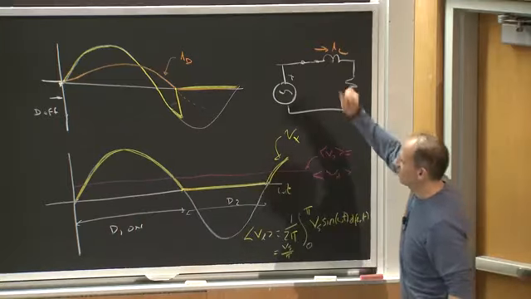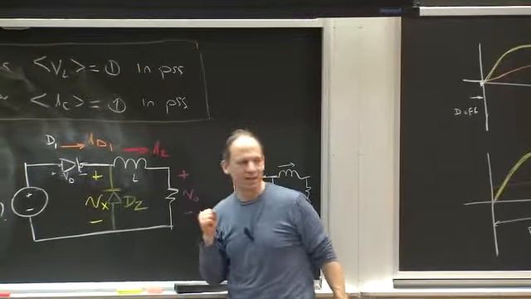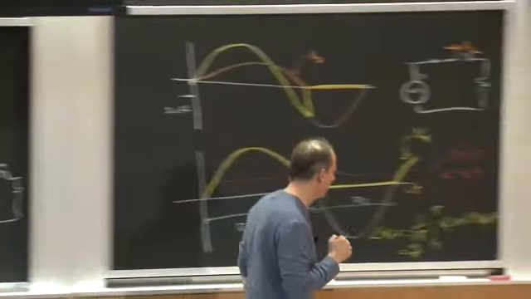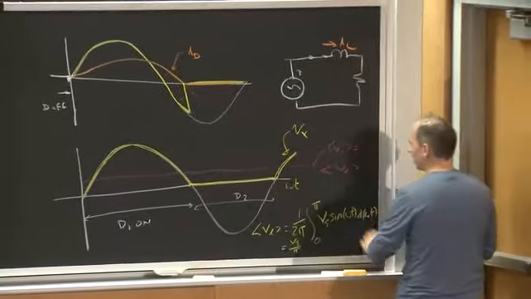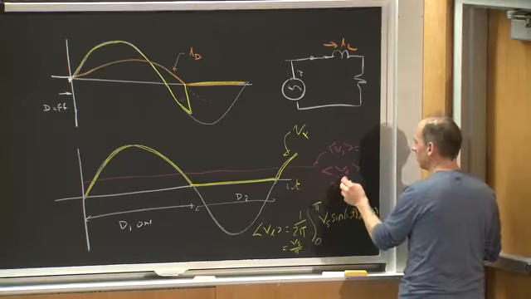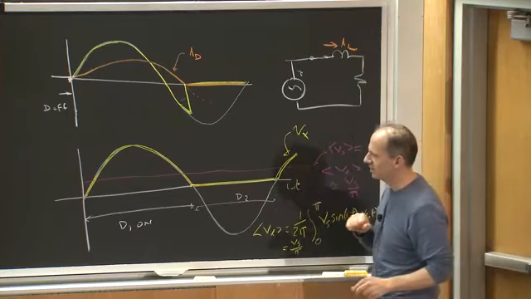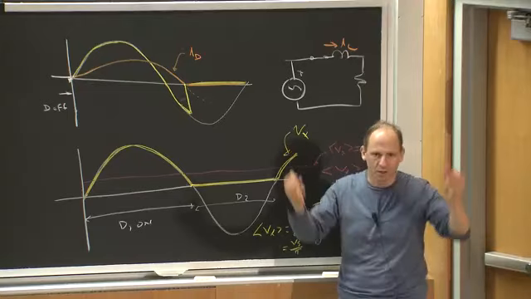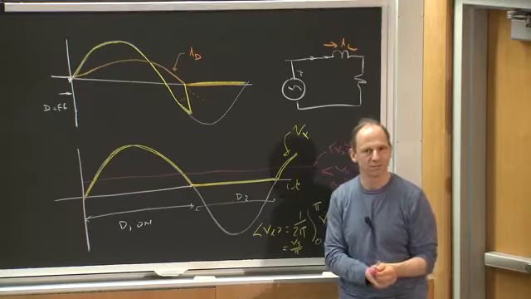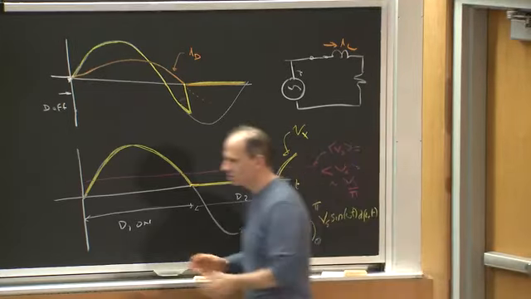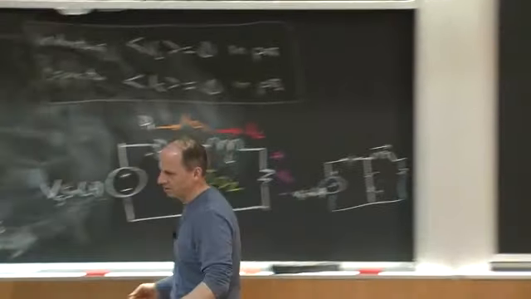And because the average value across the inductor is 0, that means the V out has to be approximately Vs over pi. So basically, V out is going to be basically Vs over pi. And now I've got a DC output current and a DC output voltage, which is what I wanted out of this circuit. Okay? Let me just show you that really quickly.